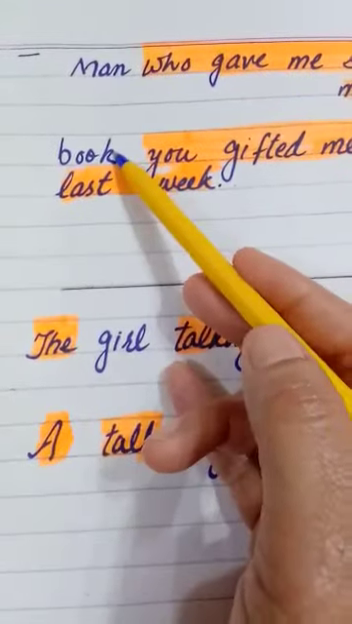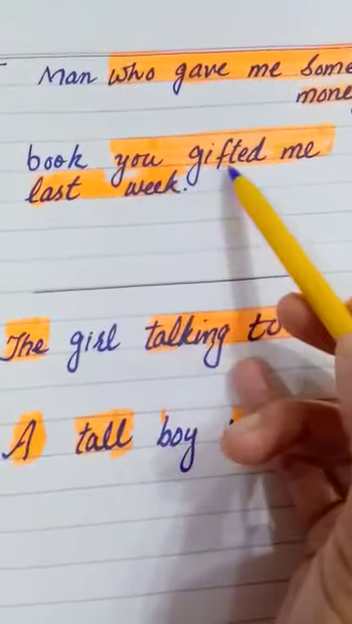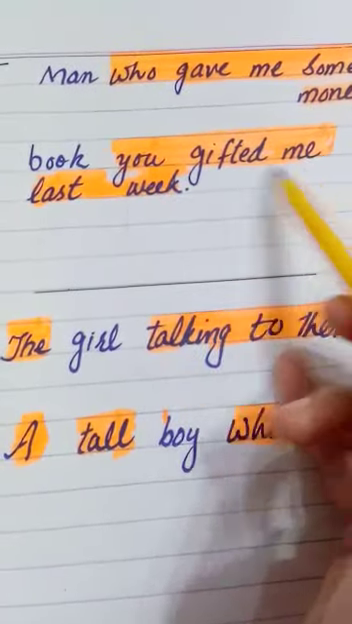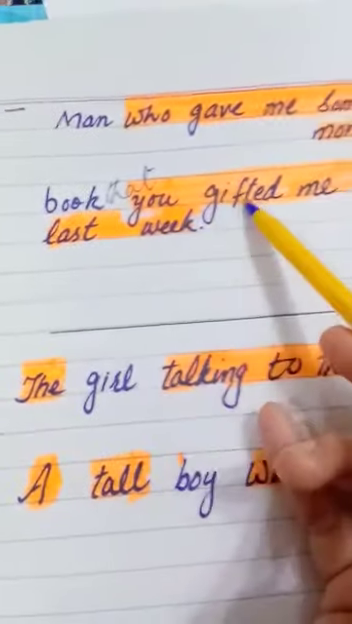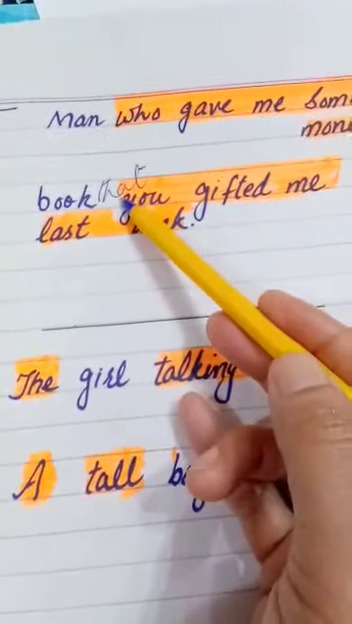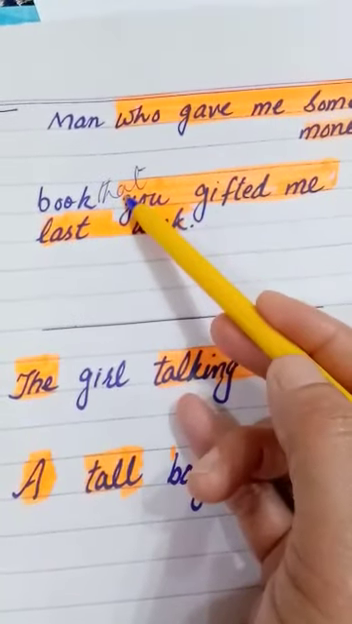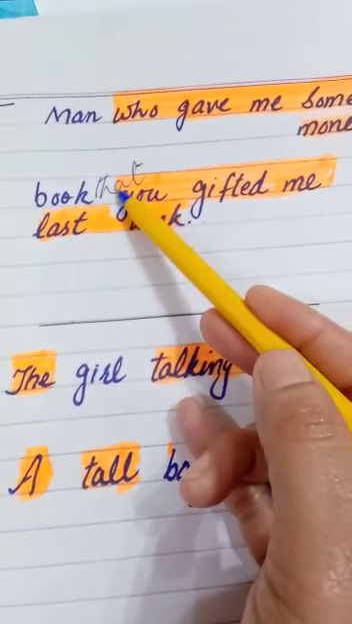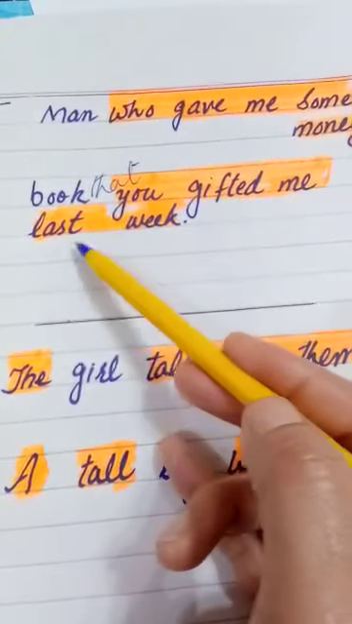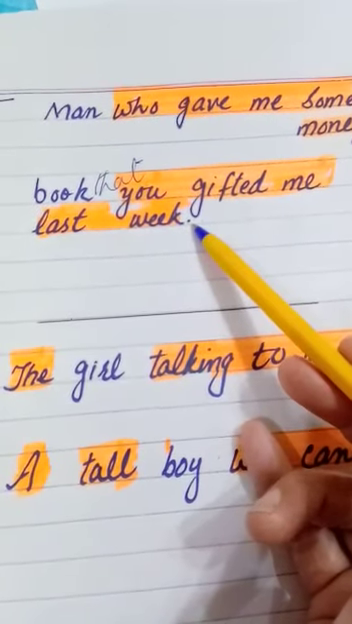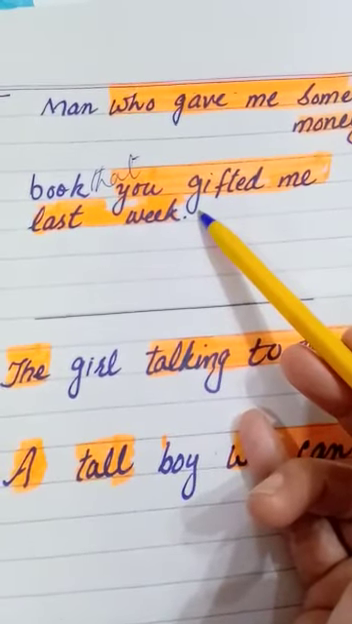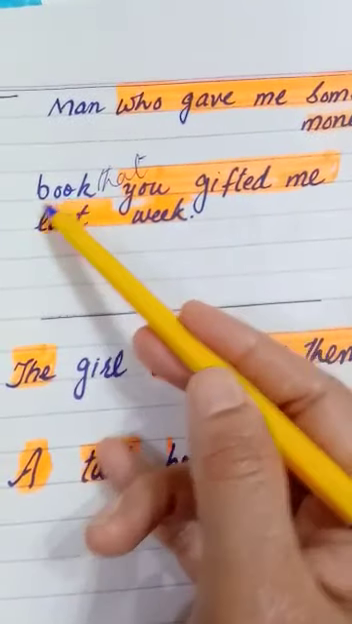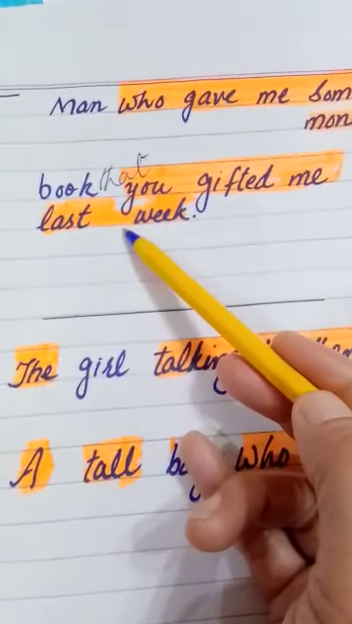Similarly, book, it's a noun. The post modifier is you gifted me last week. Book that you gifted me, there comes that. Book that you gifted me last week, this that is called a relative pronoun, and after this that, you gifted me last week, this is a relative clause, and this relative clause is called a post modifier which qualifies book, so the whole part is called a noun phrase.